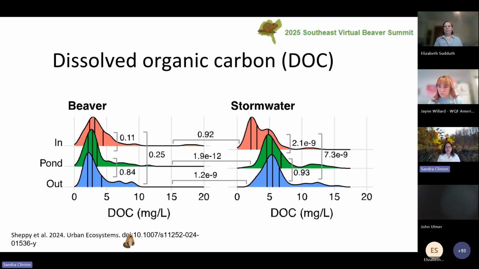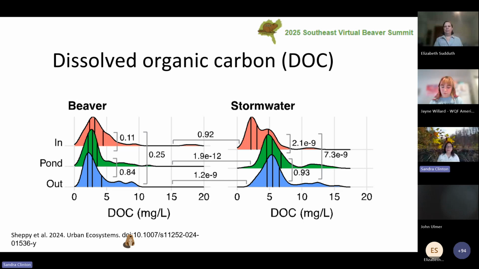And so when you compare these two sites, we can see that there's less of this compound leaving the pond. And high DOC can actually be a water quality problem, particularly because it can also complex with different pollutants and affect how those are moving through the ecosystem and especially food webs.